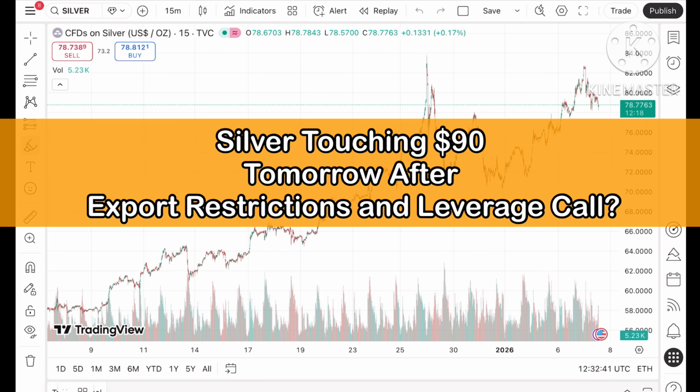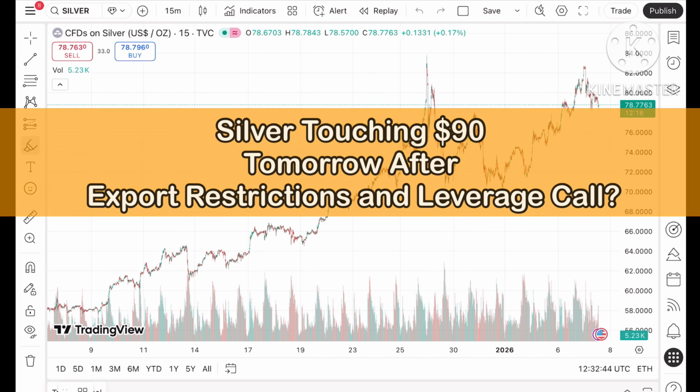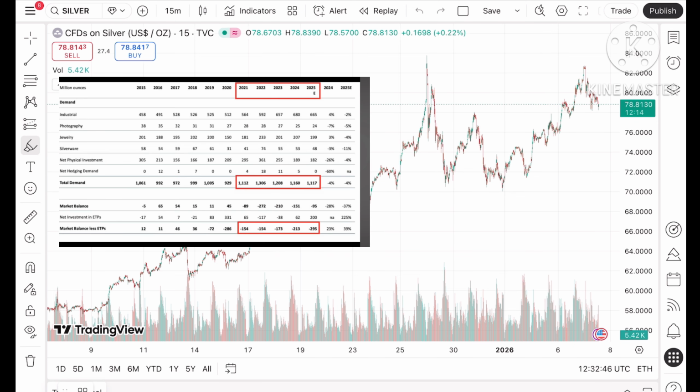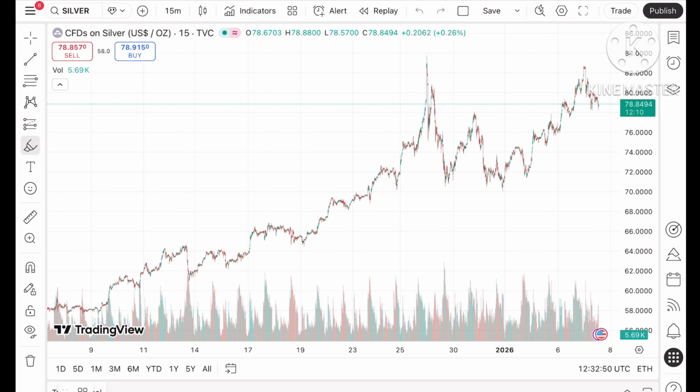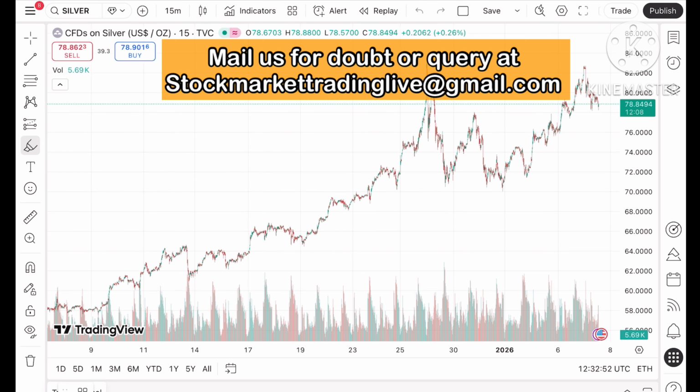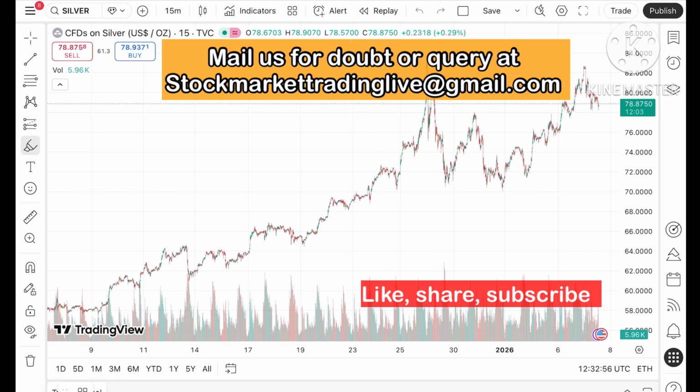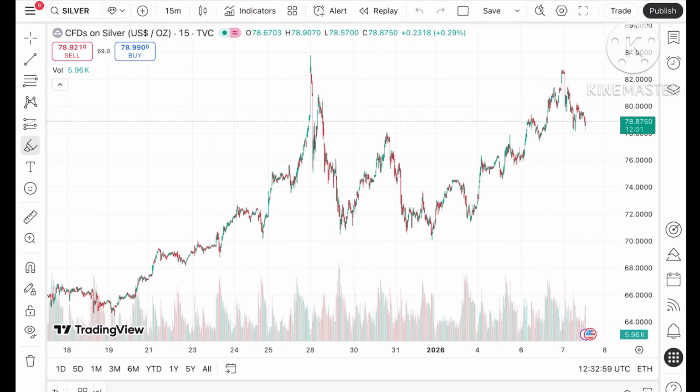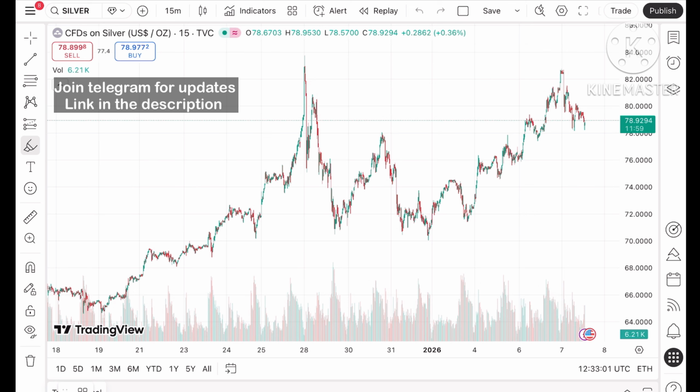So today I'll be explaining how the price of silver has moved in the last 2 days and how the price of silver can move in the next 2 days. I'll be explaining on a 15 minutes chart, 2 hours chart and a daily chart. I'll explain how the price of silver has moved in all these charts pattern-wise, as well as how the price can move in the next 2 days.